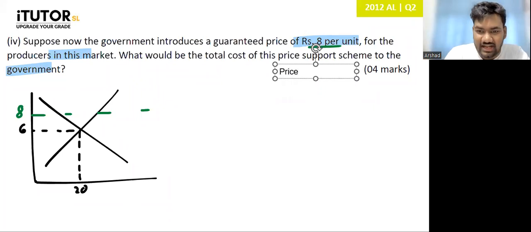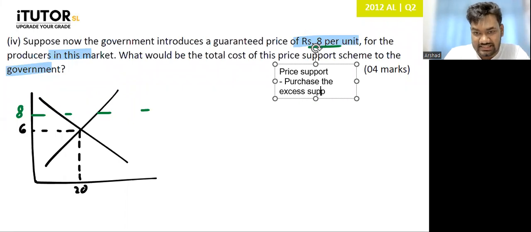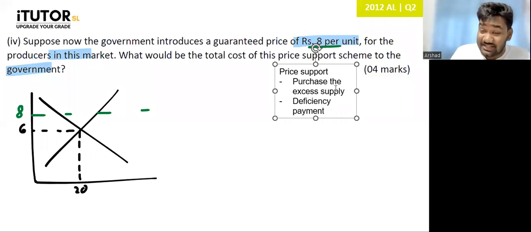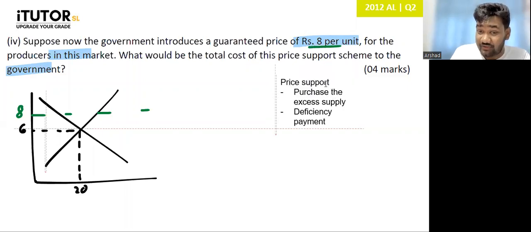Remember, how does it break down, guys? Under price support only, you have two types, right? One is price support where you purchase the excess supply, or under price support, you can give a deficiency payment. So in this question, if they ask you just price support, that's what they have told you here.